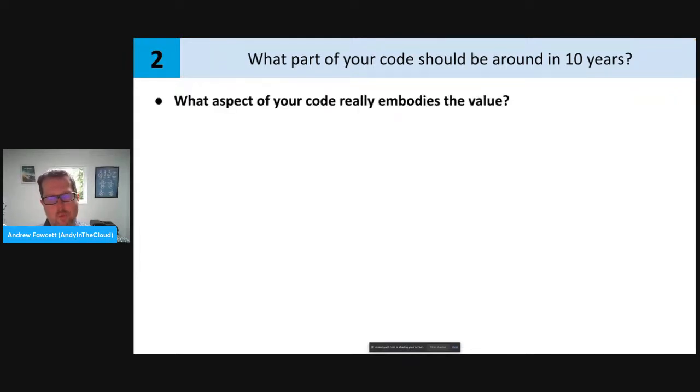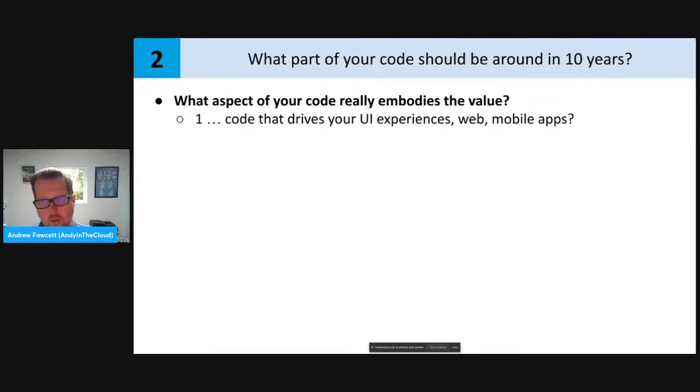So which really embodies the value of your application? What type of code are you writing that really says this is the kernel, this is the engine of the application? The rest is how I interact with it, or maybe a certain set of features that are ancillary. But what are the real aspects? Is it the UI that you're building? Is it the web or the mobile aspect of it?